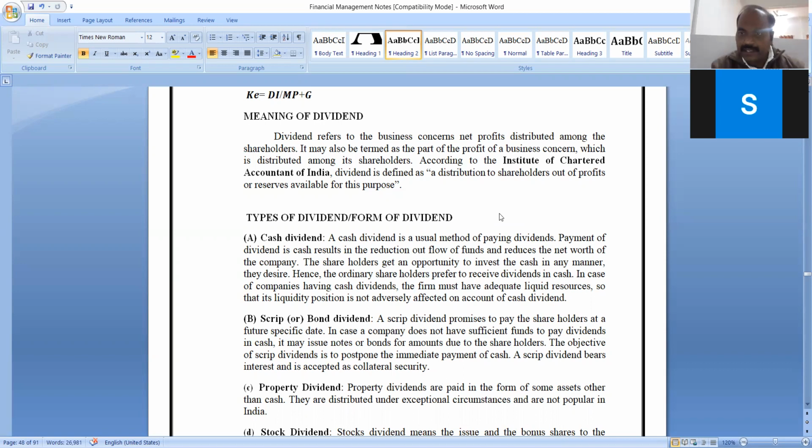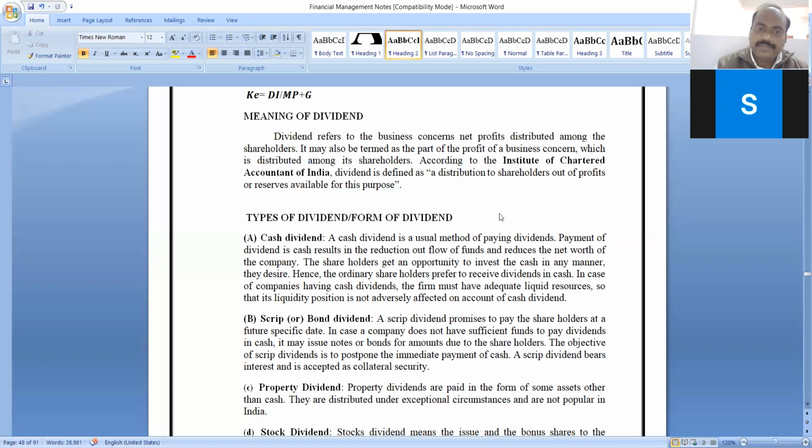At the end of the year, if the company is in profit, the profits are to be distributed to its shareholders. This distribution to shareholders out of profits or reserves means that shareholders are shown that they are to be paid dividend every year from the profits, so that investors will have confidence about the company's operations, and more investors will come forward to invest in the company, so that the value of the firm and its market price also will increase.